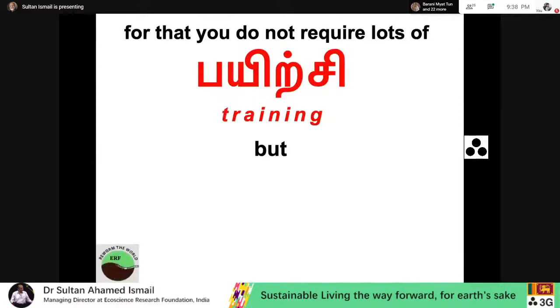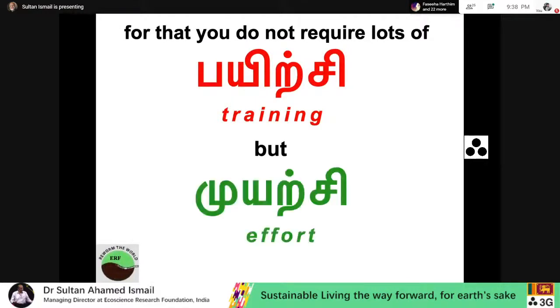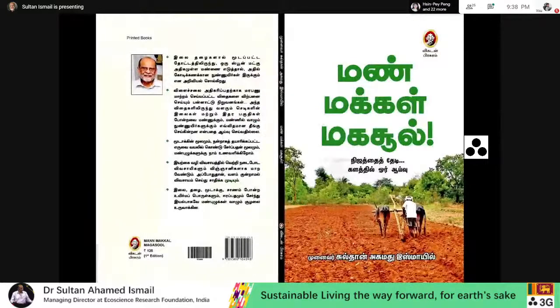Don't go and ask for any training for this from Brito. What you require is effort, or muyarchi. So put in your efforts. This is a Tamil book. Of course, I have to ask permission to translate it now into English. My book in Tamil gives everything about the soil.